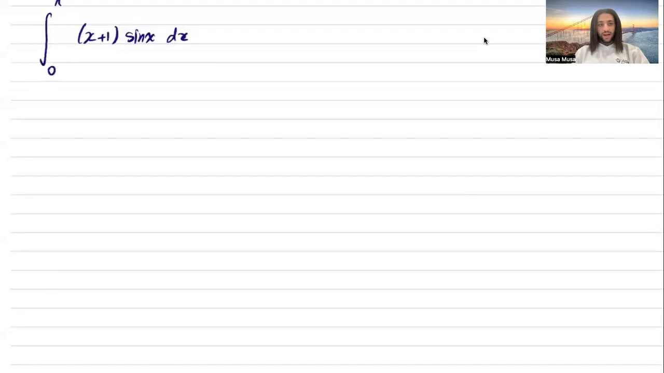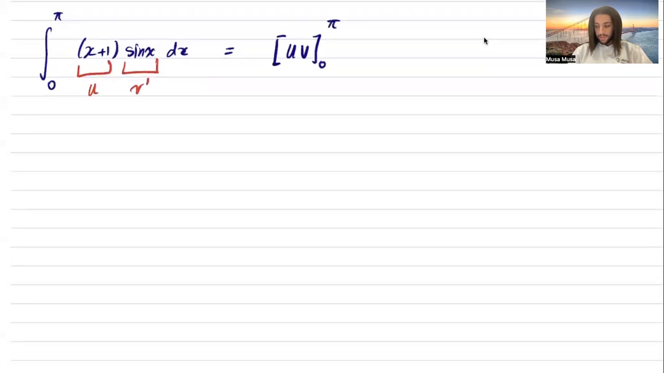Well, it's the same thing, actually. You're going to let this equal u. You're going to let this equal v dash. You always have to quote the formula. But because now we have bounds, what you're going to say is that it's going to equal uv, but between your bounds, so between 0 and pi, minus the integral from 0 to pi of v u dash dx.